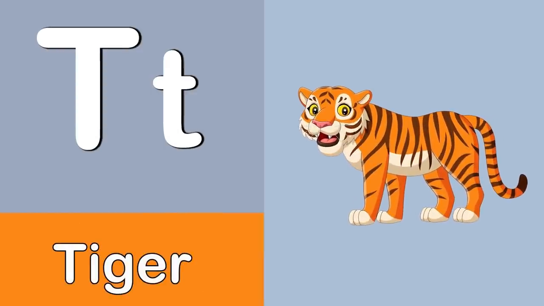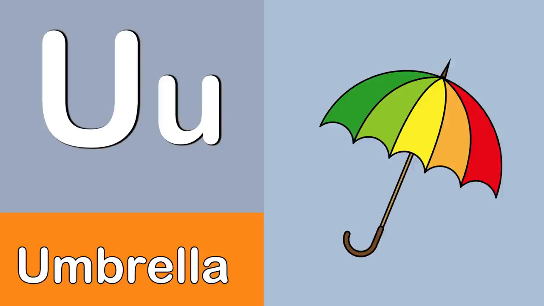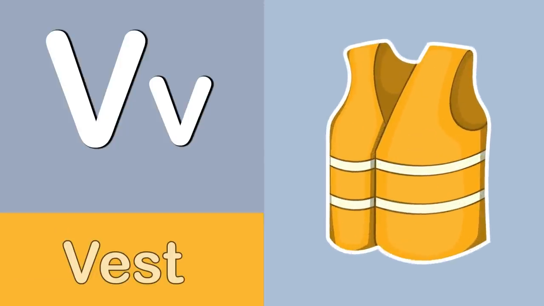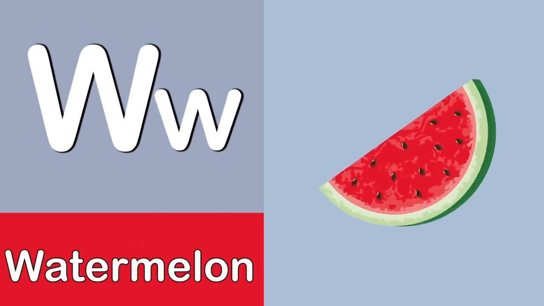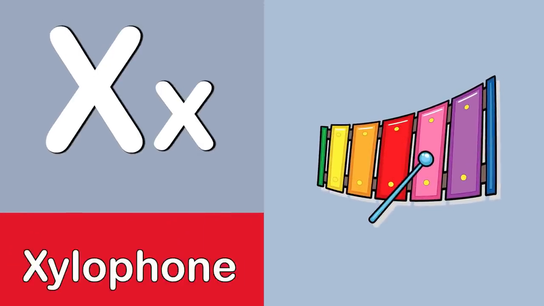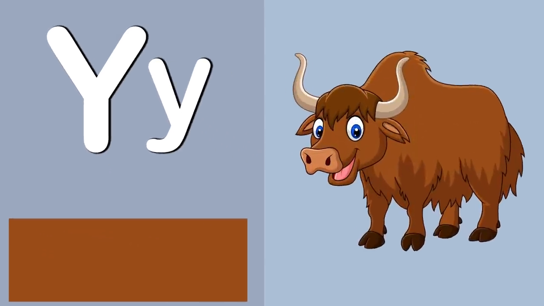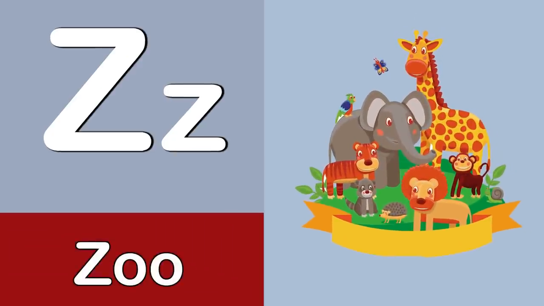T, tiger. U, umbrella. V, vest. W, watermelon. X, xylophone. Y, yak. Z, zoo.